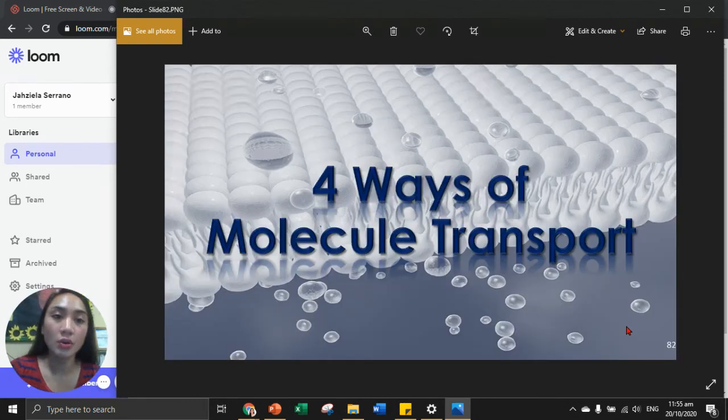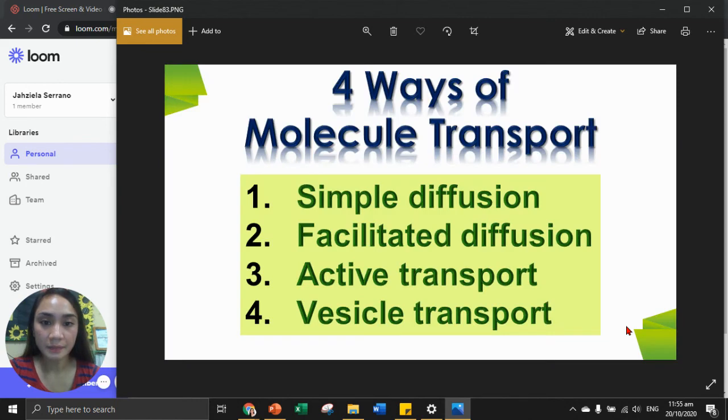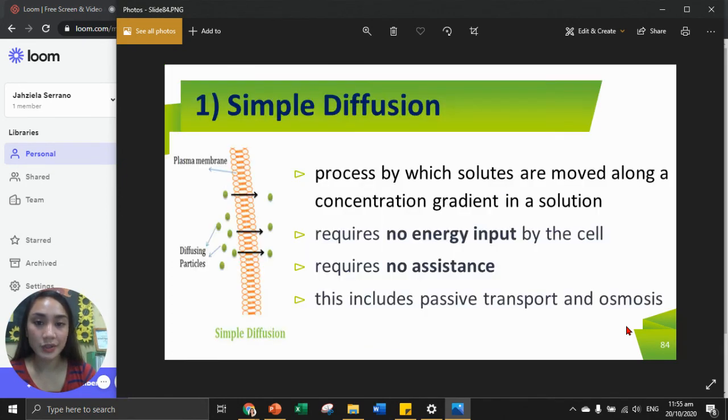There are 4 ways. So you only have to remember 4 ways of molecule transport. Namely, we have simple diffusion, facilitated diffusion, active transport, and vesicle transport. So you can easily write this down on your paper and then we'll go through it. So we have SFAV: simple, facilitated, active, and vesicle transport. So let's discuss the first one, which is simple diffusion. It is a process by which solutes are moved along a concentration gradient in a solution. It requires no energy and it requires no assistance. So this includes passive transport and osmosis.